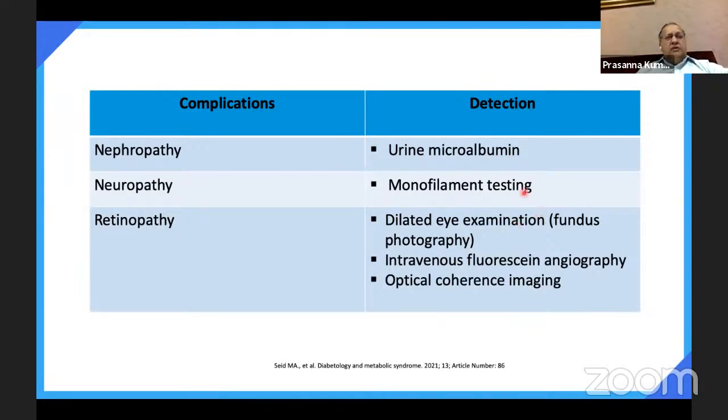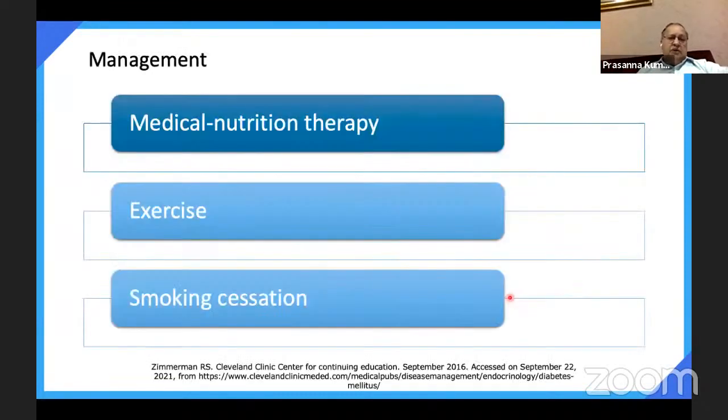Neuropathy, monofilament testing. All of you must have seen monofilament, and that is the earliest way you can see neuropathy. Retinopathy is by dilated eye examination, fundus photography, intravenous fluorescein angiogram, which is hardly done these days, and optical coherence tomography. Now there are simple tools which you can use in your clinic. I'll show you later on how to check microalbuminuria and the sensation as well as the fundus camera.